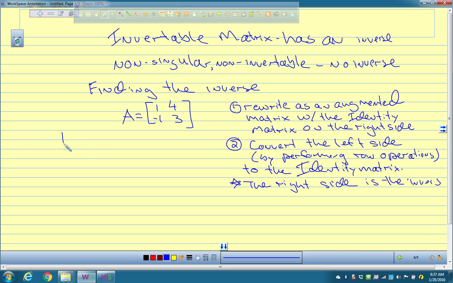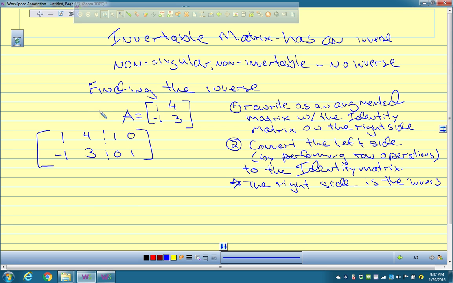Okay, so you take 1, 4, negative 1, 3, and you draw a dotted line. Okay, and then you put the identity matrix on the right side like this, and you make it into a new matrix like this. Okay, and now what you're going to do, you're going to perform row operations to turn the left side into an identity matrix. When I turn the left side into an identity matrix, the right side turns into the inverse matrix. Isn't that kind of cool?